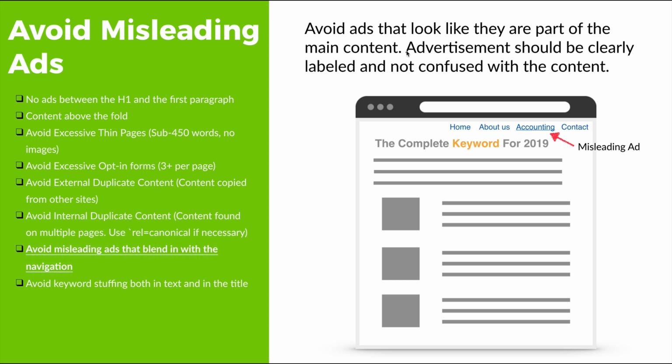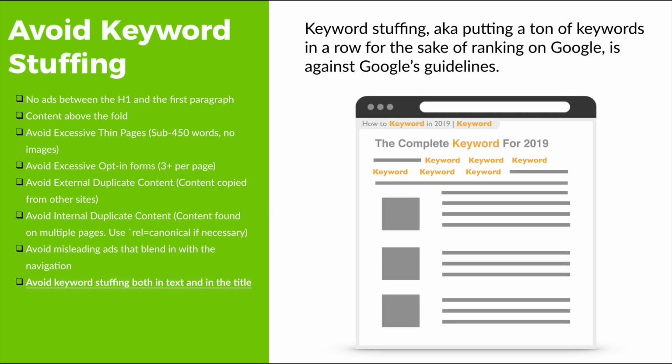And if the automatic algorithm doesn't catch it, then manual reviewers will eventually catch it. You want to avoid that. So if you have any misleading ads, then remove them from your website. So next, you want to avoid keyword stuffing, both in text and in the title.